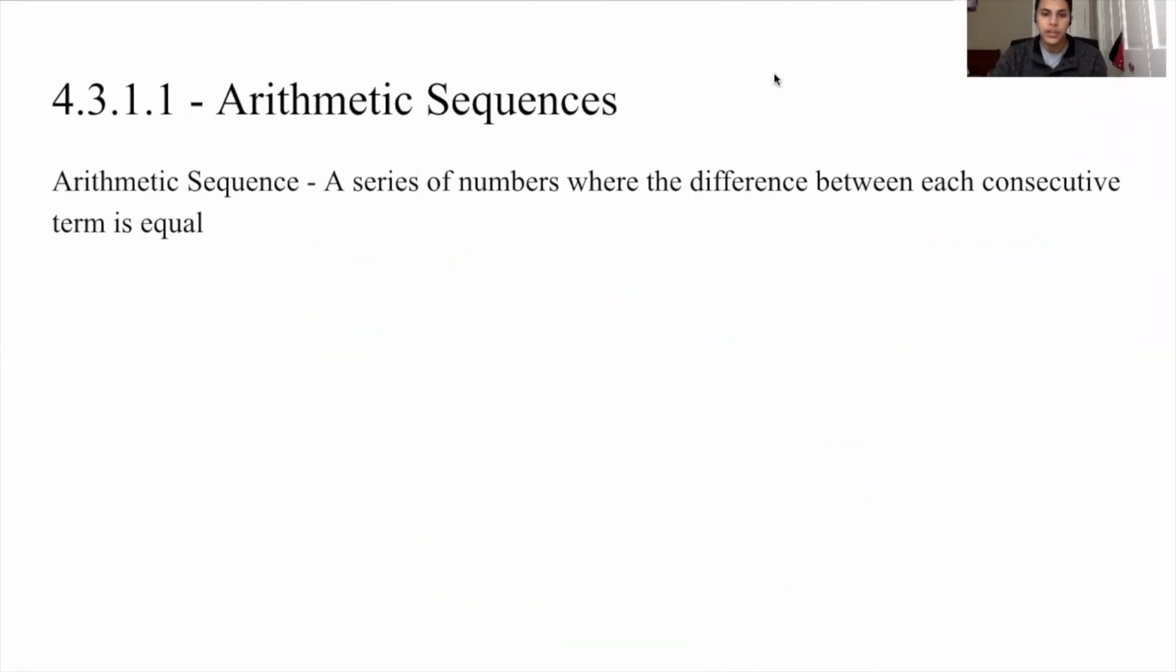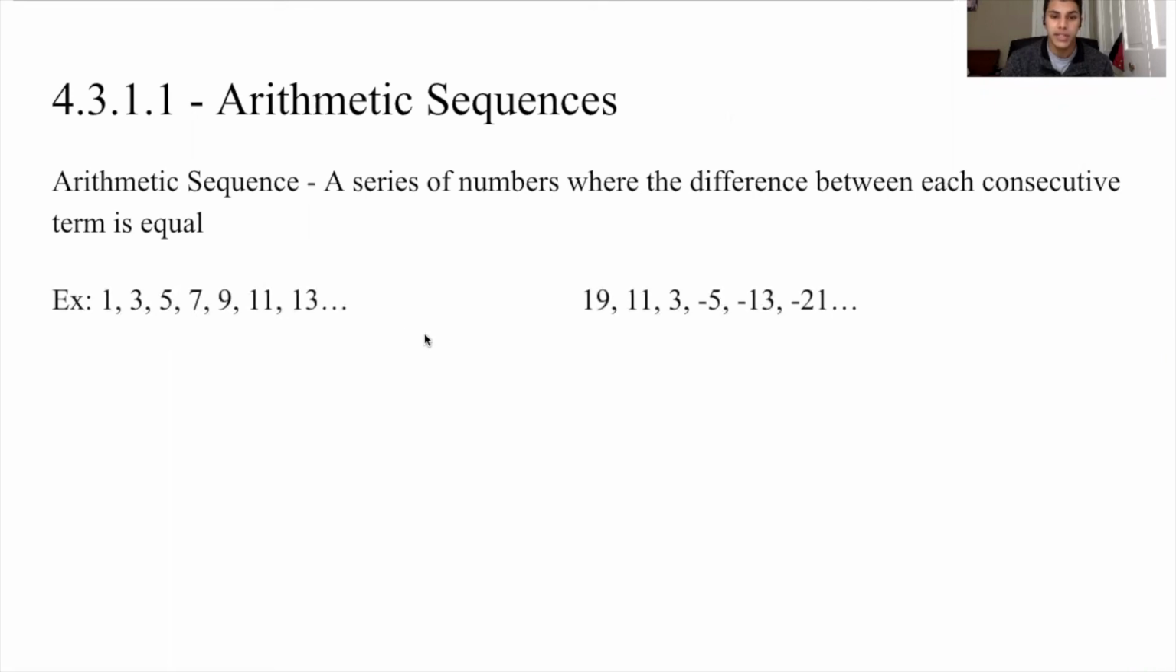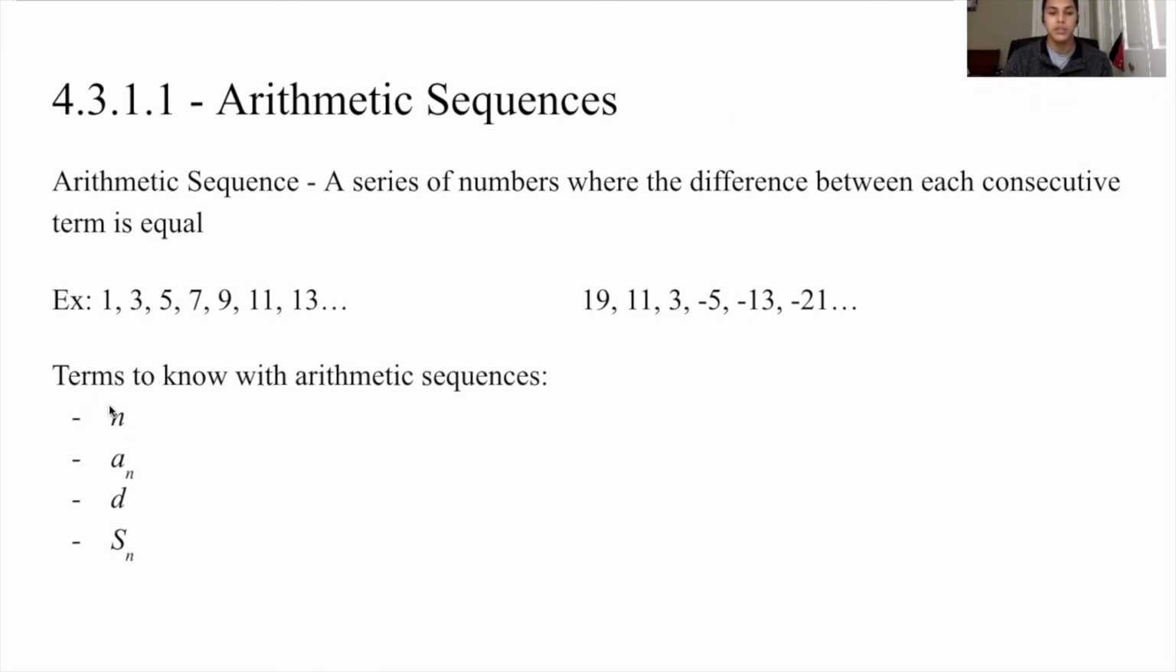All right, so just to quickly review what we've learned this lesson. First we started out by talking about arithmetic sequences, which is a series of numbers where the difference between consecutive terms is equal. These were some examples of arithmetic sequences, and then these are the terms that we needed to know about arithmetic sequences, where n represents the number term. So if n was 5, then we'd be talking about the 5th term. An represents the value of that term, so a5 would be the value of the 5th term. d is the difference between each term, and Sn is the sum of the first n numbers of that sequence.